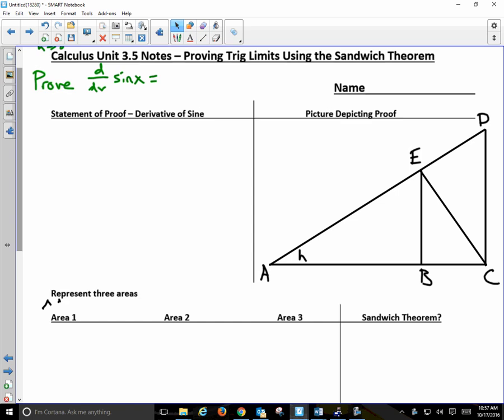So what we want to do is prove a trig limit, and we want to use the sandwich theorem.